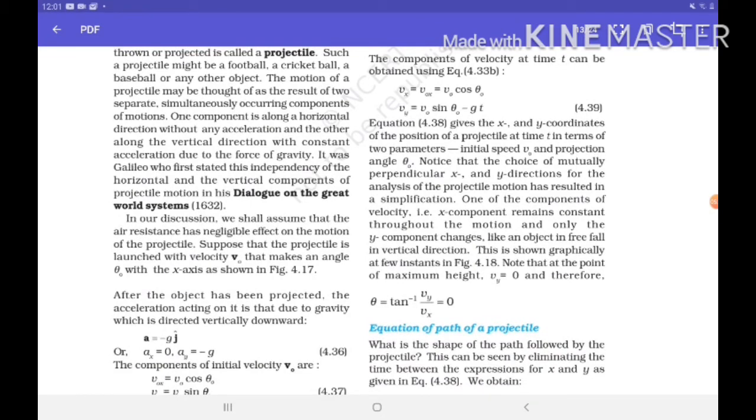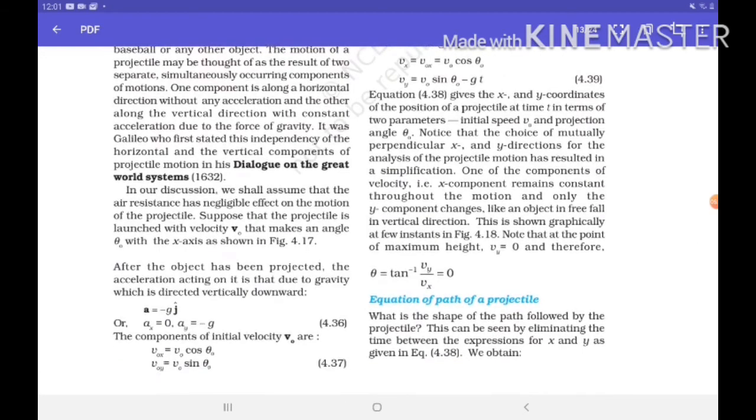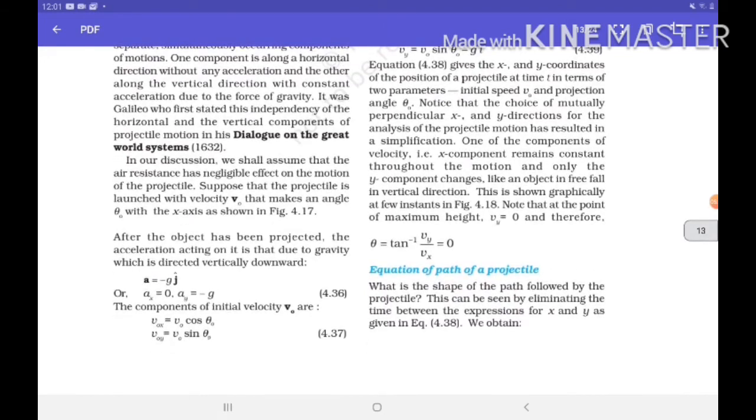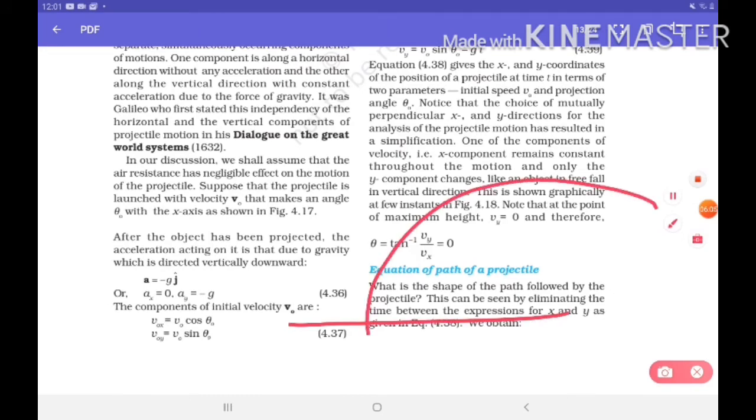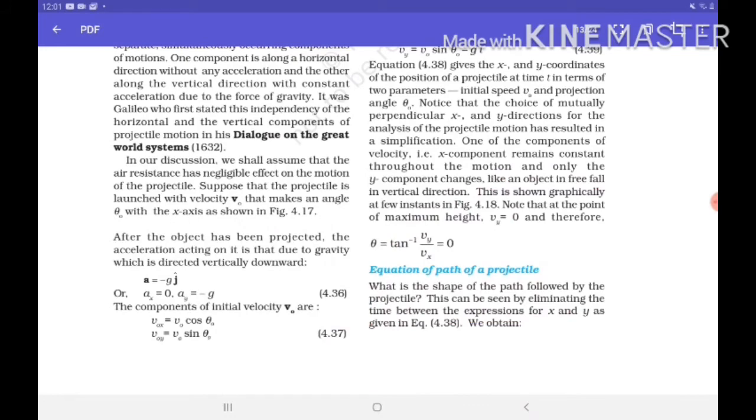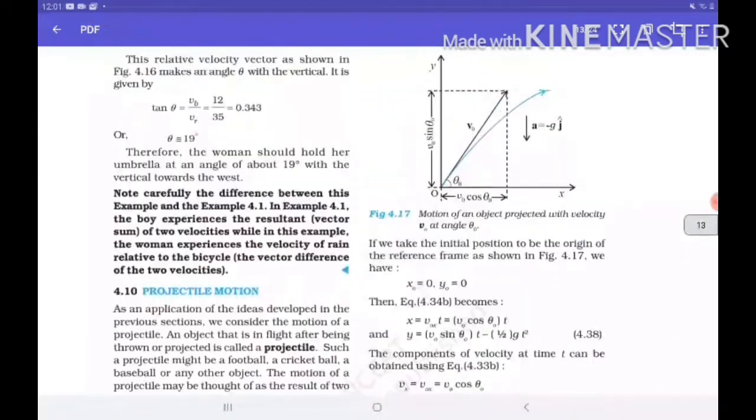It was Galileo who first stated this independence of the horizontal and the vertical components of projectile motion in his Dialogue on the Great World Systems. In our discussion, we shall assume that the air resistance has negligible effect on the motion of the projectile. मतलब यहाँ पे हम क्या कर रहे हैं, we are trying to find the motion this way. जब हम किसी बॉल को थ्रो करते हैं तो उसका मोशन क्या है वो हम फाइंड कर रहे हैं. So here this is the motion.